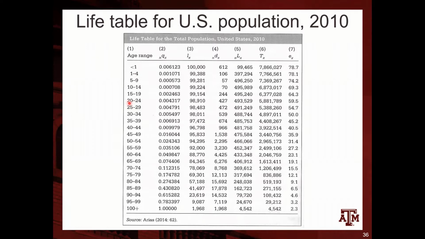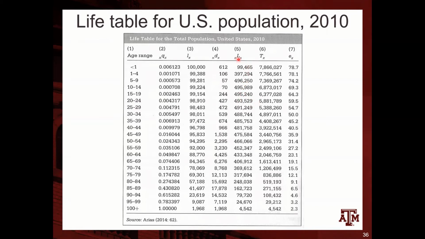And if that person lives throughout all the interval here, from 20 to 24 and goes to the next, that person will count 5 person years in this column here. If that person dies right before reaching age 21, that person is going to count just 1 unit, 1 person year in this column here.